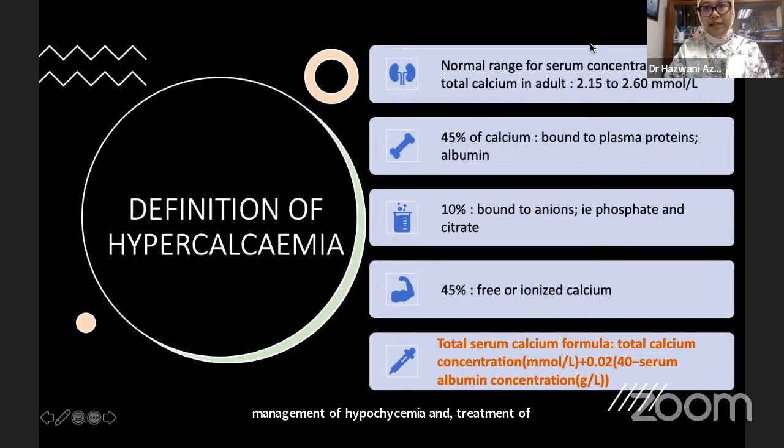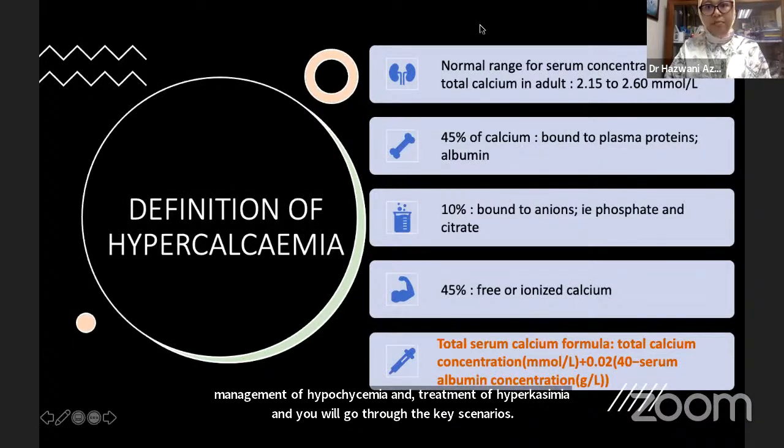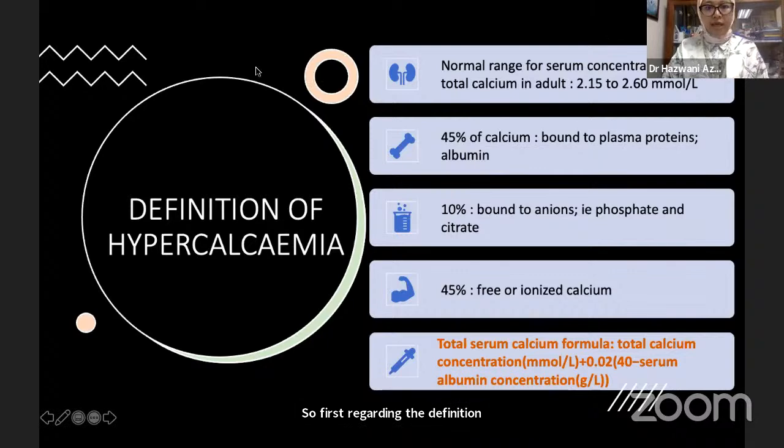So first, regarding the definition of hypercalcemia, the one that we are measuring in our lab is actually the serum concentration of total calcium, for which the normal range is between 2.15 to 2.60. So basically, if your serum concentration of calcium is more than 2.6, we label them as hypercalcemia.